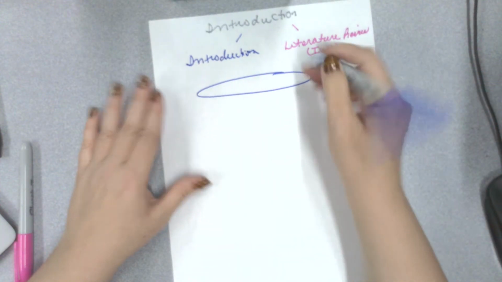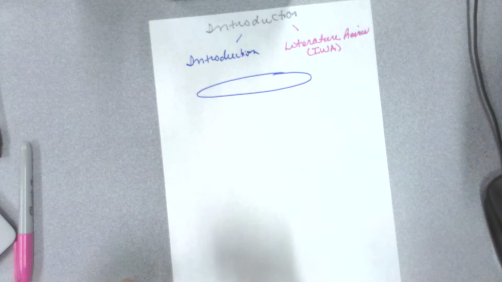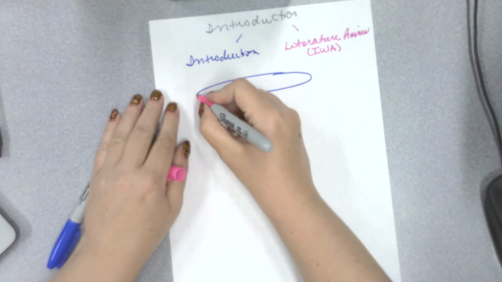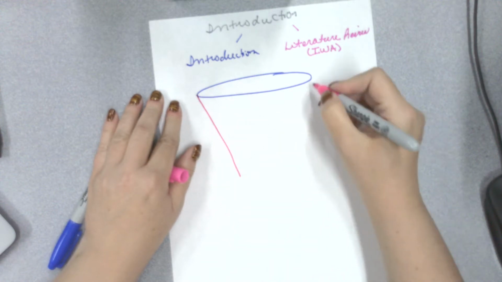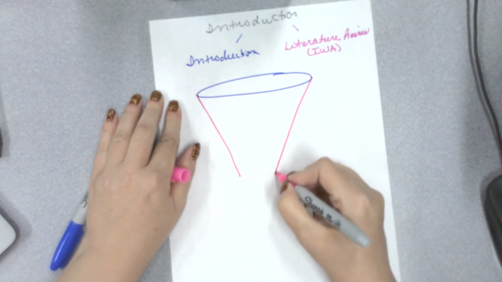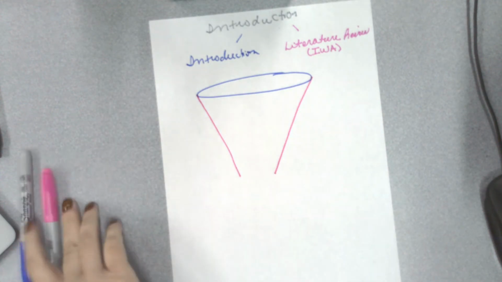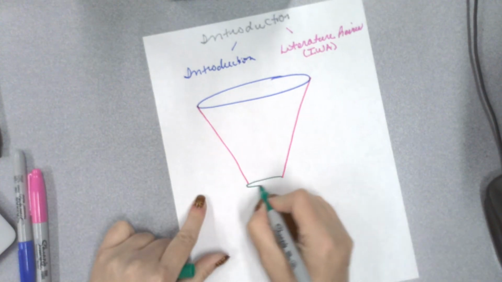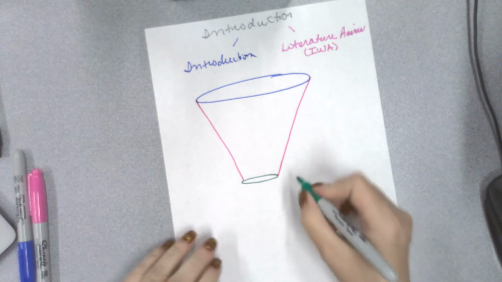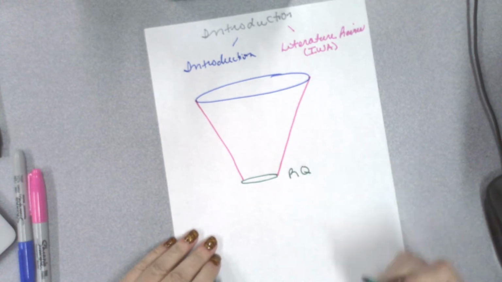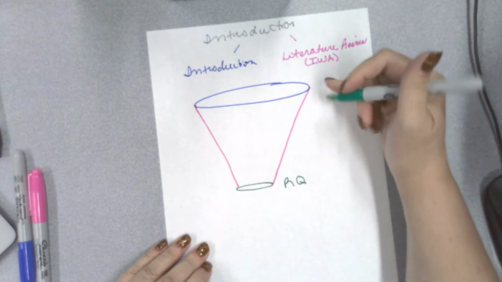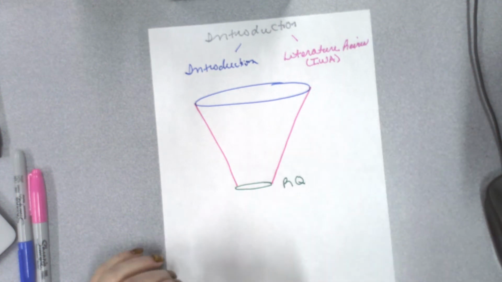Your introduction is this big part here, and then your literature review will funnel down toward something much smaller until it gets to a point where, right here at its smallest part, it will be your research question. That's what the first part of the paper is, building to that research question.